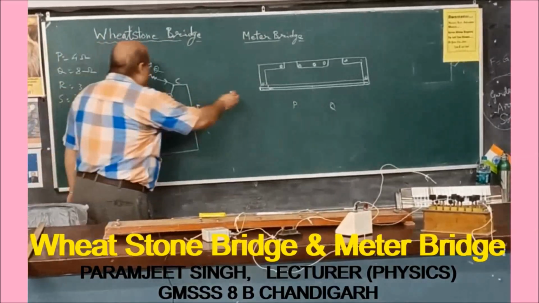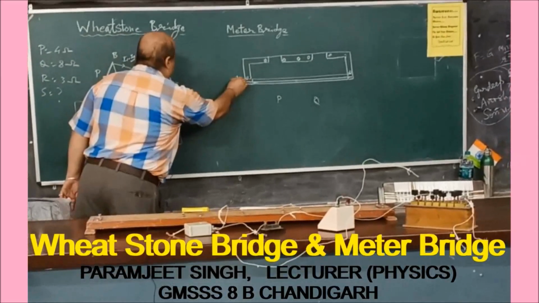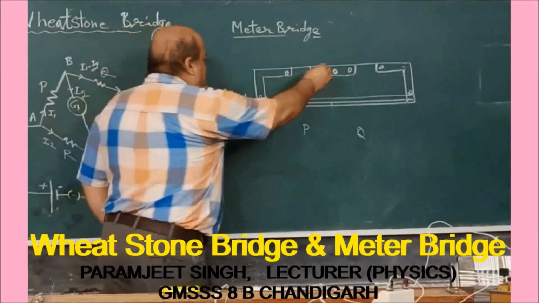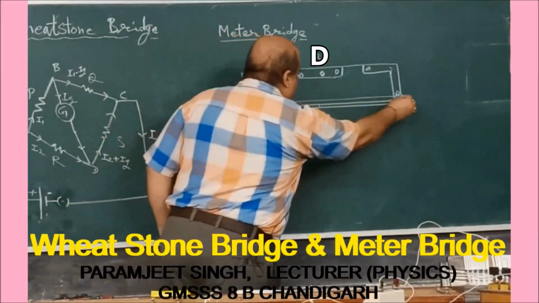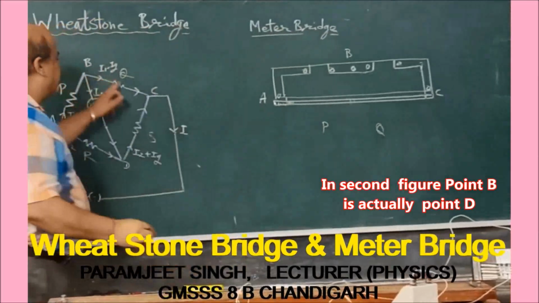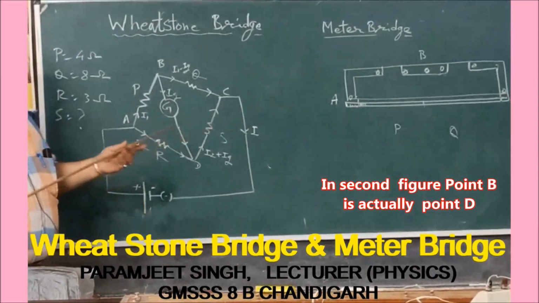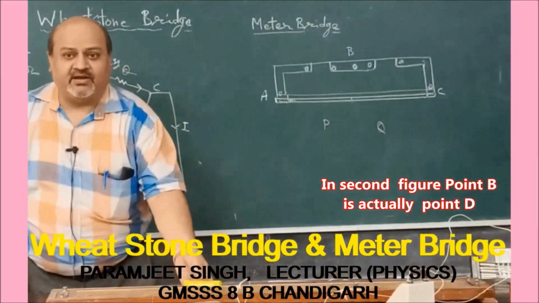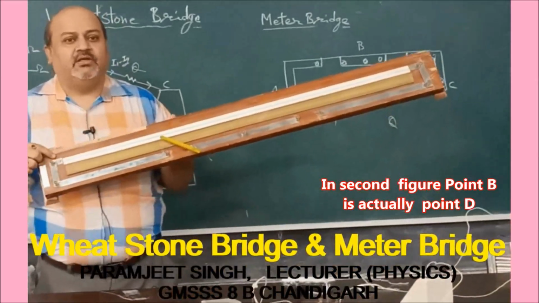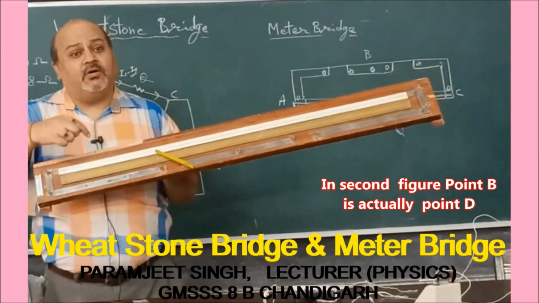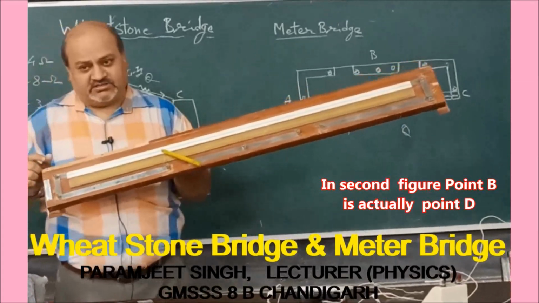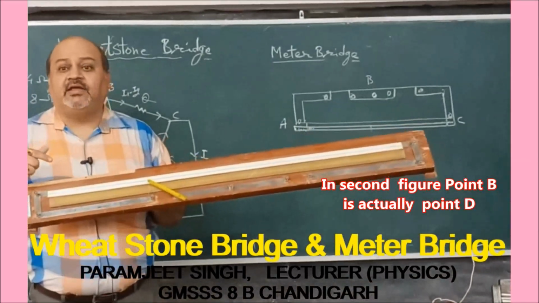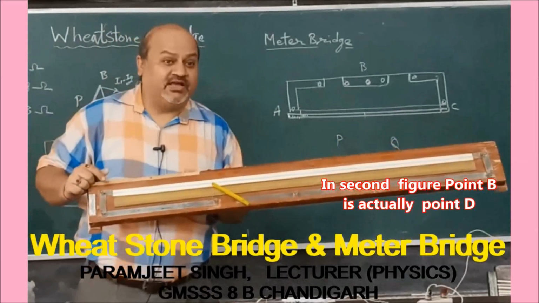So if I write A here, B here, C here, this AC is one wire. See, there is a wire from A to C. If I divide this wire into two parts, disconnected from each other, one part can work as P, and another part can work as Q.